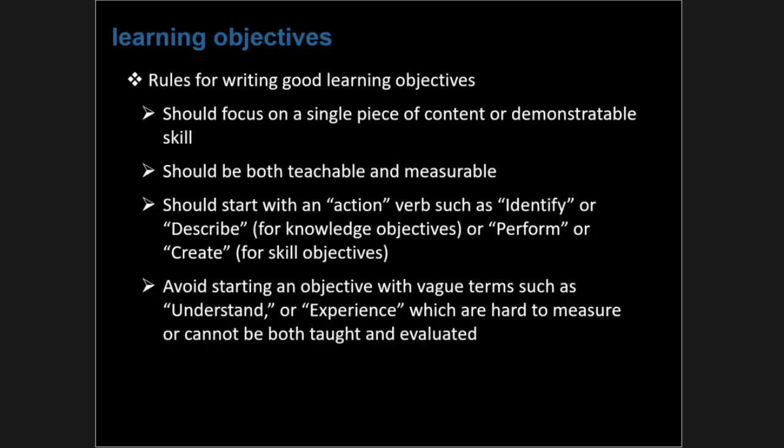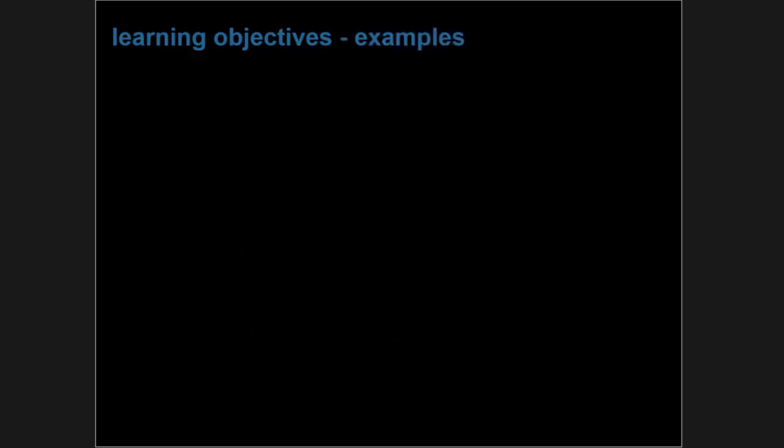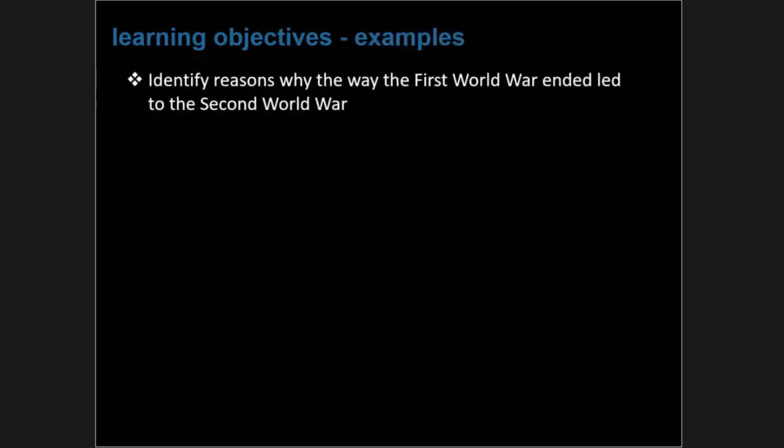Okay, and let me give you a few examples of learning objectives. Here's one that meets these criteria. Identify reasons why the way the First World War ended led to the Second World War. Okay, this begins with an action verb, identify. It's a knowledge objective. And I think you could probably come up with different ways you can measure this objective through different sorts of test questions or writing assignments.